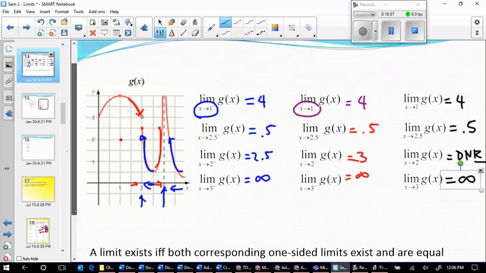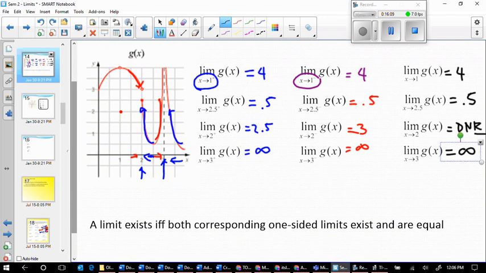Okay, so I've already kind of mentioned this before. A limit exists if and only if, that's not an extra F on accident, if and only if both one-sided limits exist and are equal. So again, they have to exist and they have to be equal.